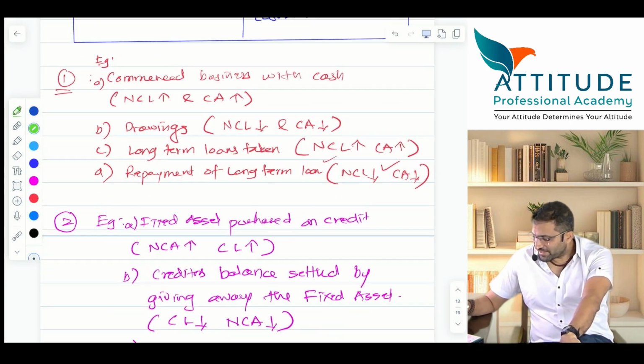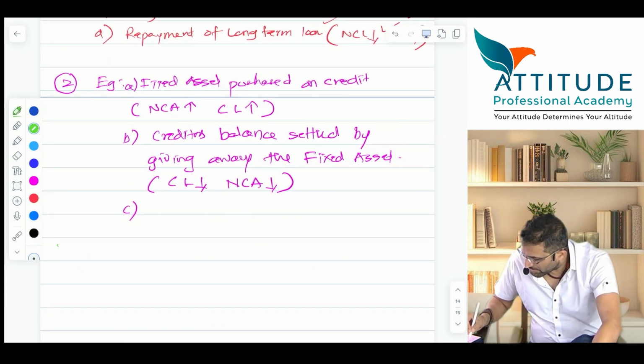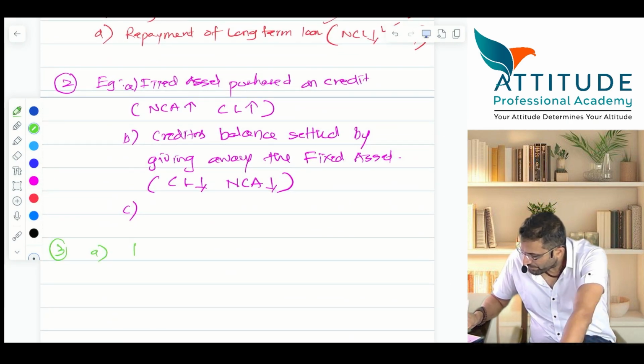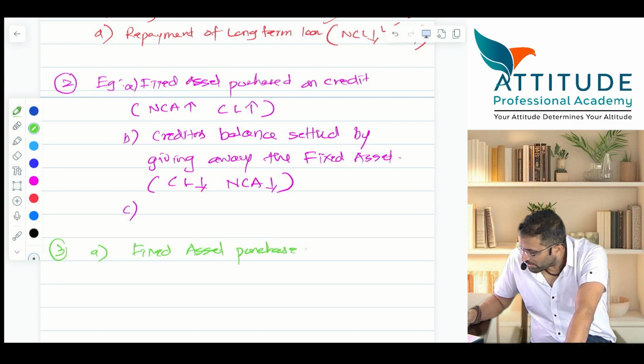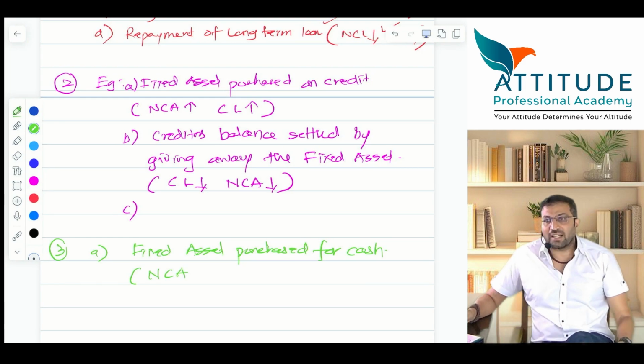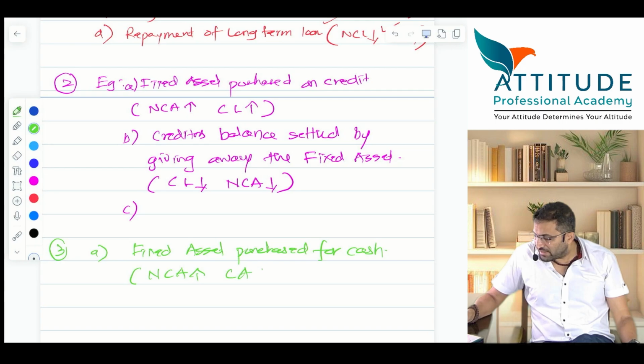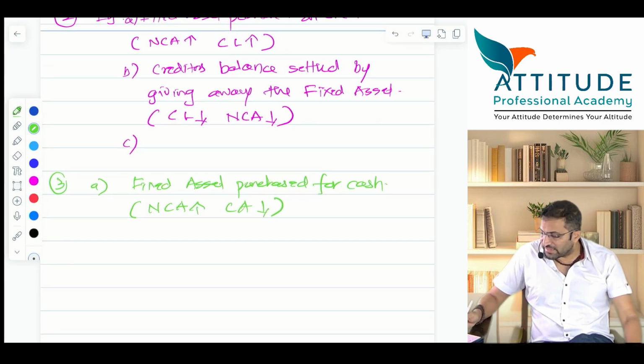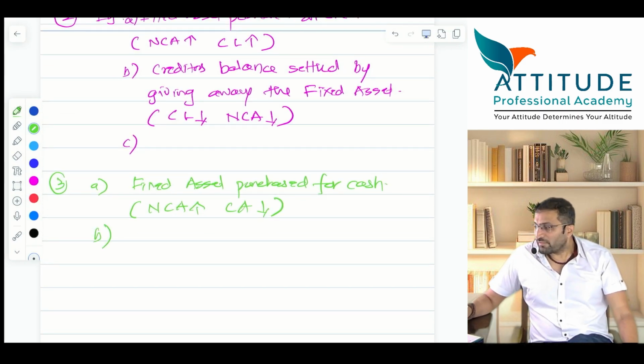Very good. चलो बोलो. So third one, fixed assets purchased for cash. बोलिए क्या-क्या होगा? NCA. NCA is non-current assets increases and CA reduces. Any other example?